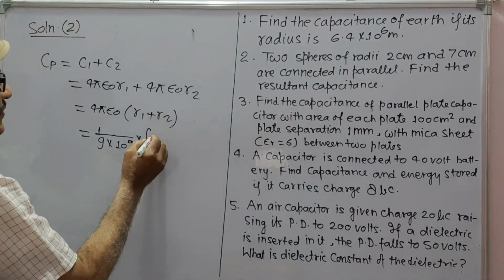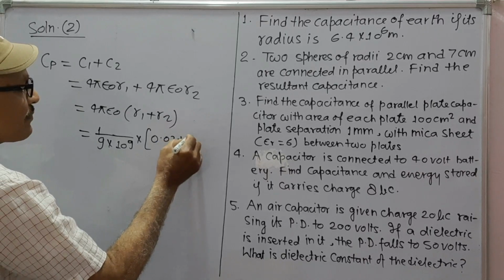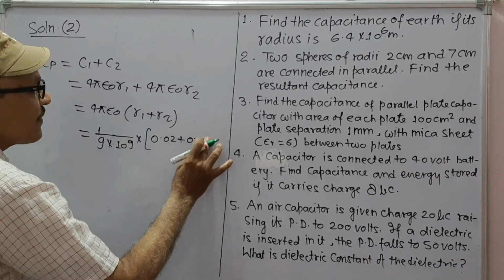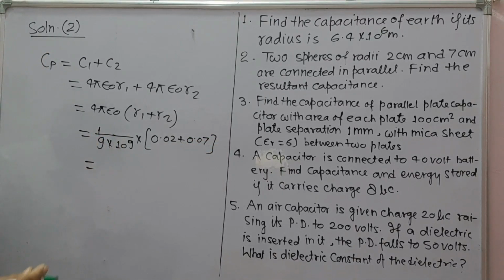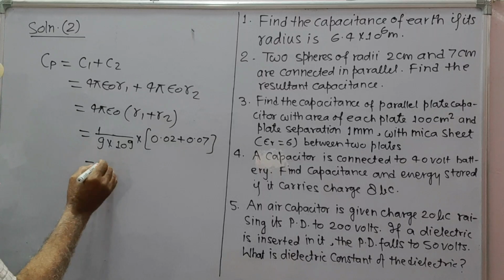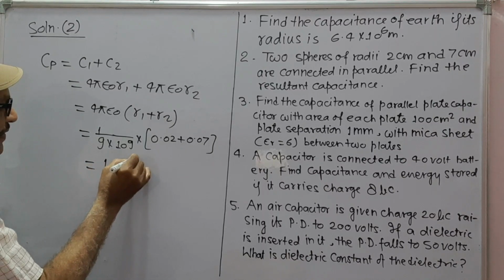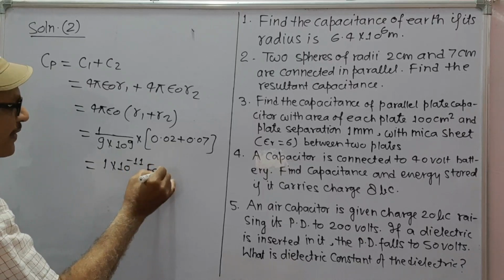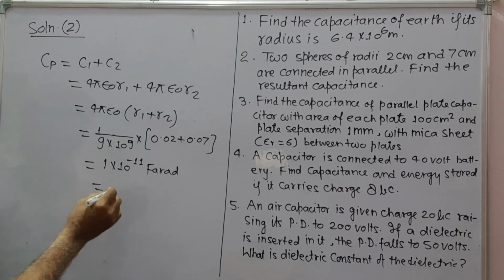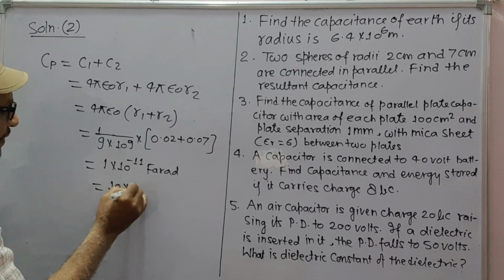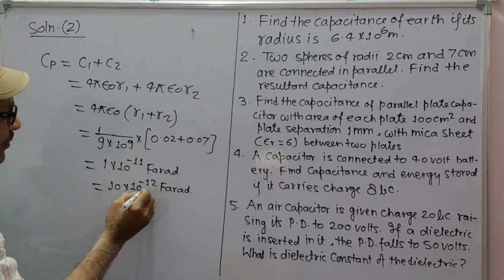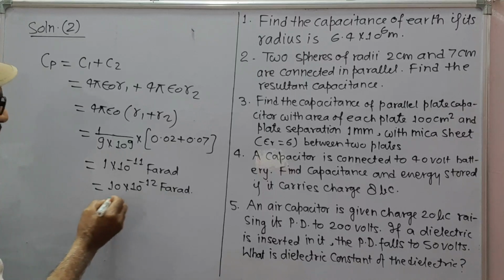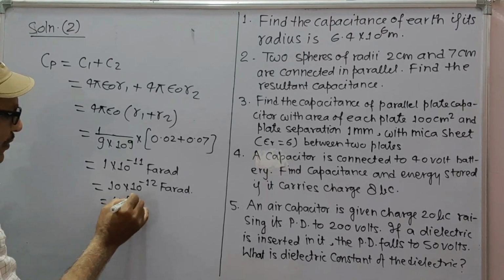0.02 plus 0.07 meter in SI unit. So, on simplification we get Cp as 1 into 10 to minus 11 farad, which may be written as 10 into 10 to minus 12 farad, and we know 10 to minus 12 is known as pico, so this is 10 picofarad.